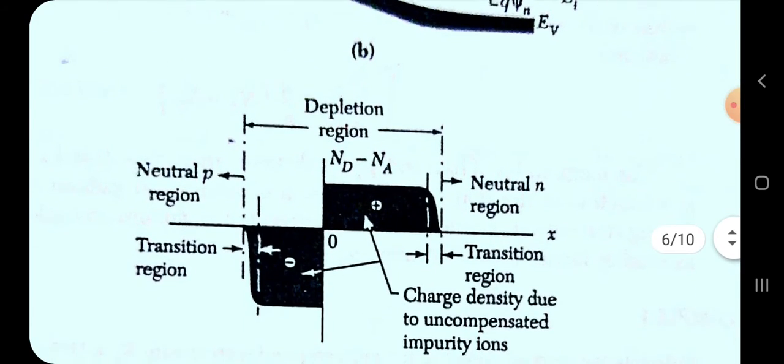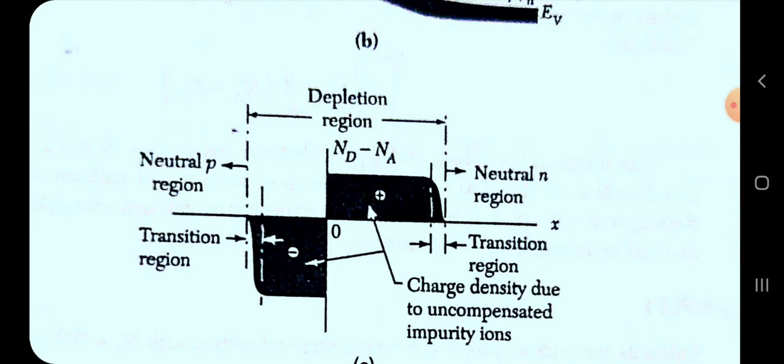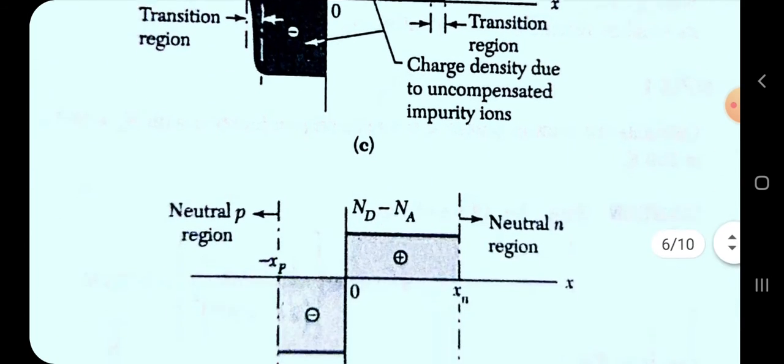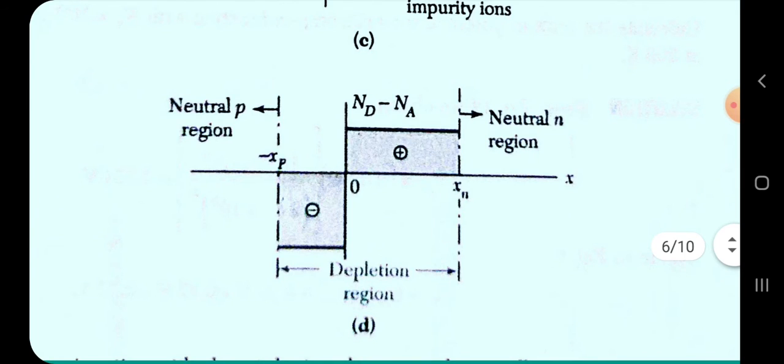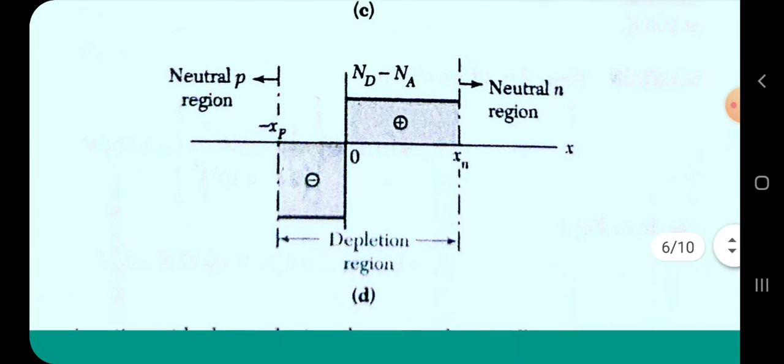Then we have the space charge region. This is for an abrupt pn junction. The diagram can be seen. We have very abrupt boundaries over here. There is a neutral region, a transition region, a charge density due to uncompensated impurity ions, a depletion region, then a neutral region and a transition region. This is what we obtain. And then we have the rectangular approximation to the space charge distribution, as we have shown earlier.